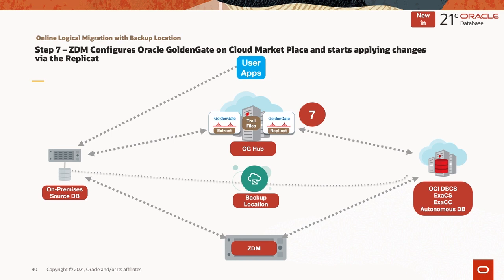So then ZDM will proceed to configure an Oracle GoldenGate microservice from the Cloud Marketplace. This microservice will act as a replica that will feed from the trail files generated from the extract that is connected to the source database. Now, this replica will feed from those trail files and start applying changes on the target database in the cloud. Once we have that in place, ZDM will start monitoring to be sure that the database achieves full synchronization. And once full synchronization has been achieved, ZDM will then proceed to perform the actual switchover, which is the next step of the migration process.